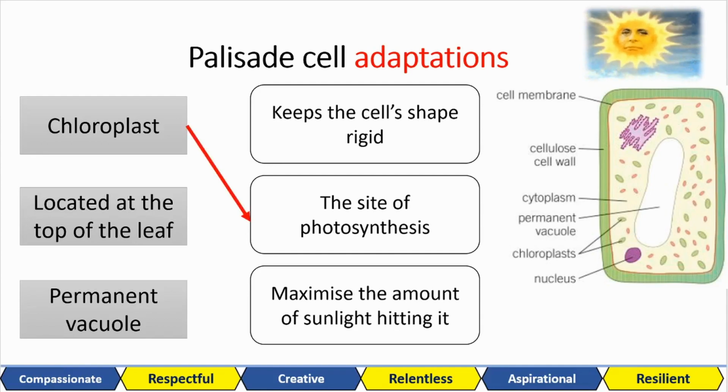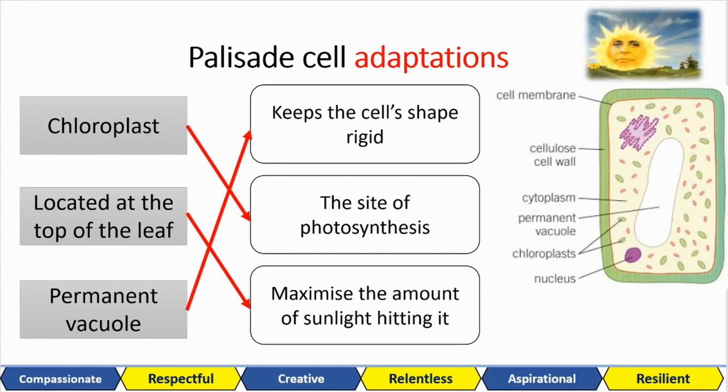Chloroplast obviously is the site of photosynthesis. Being located at the top of the leaf means that you maximize the amount of sunlight that hits you, and the permanent vacuole is used to hold the cell in shape.